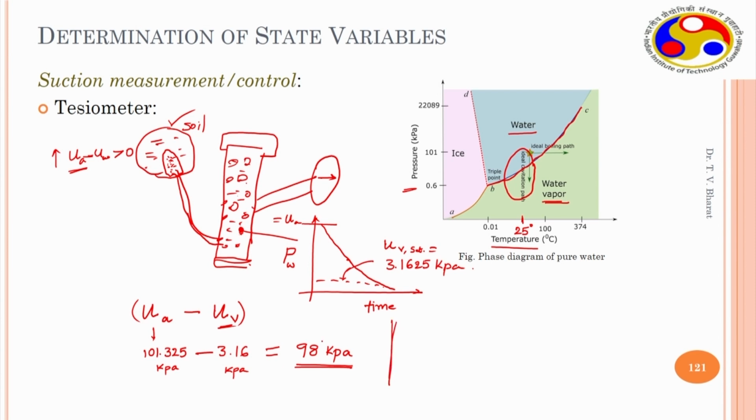Similarly, if you take the tensiometer to a hillside, maybe 1500 to 2000 meters above mean sea level, then the atmospheric pressure drastically drops.